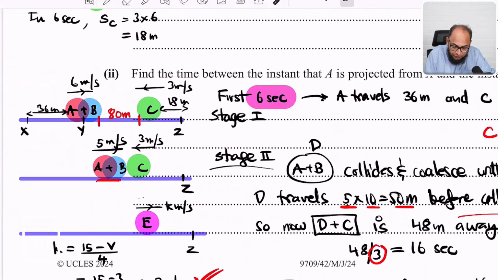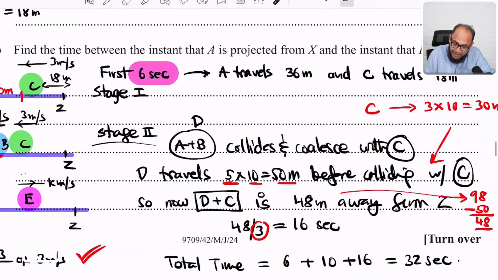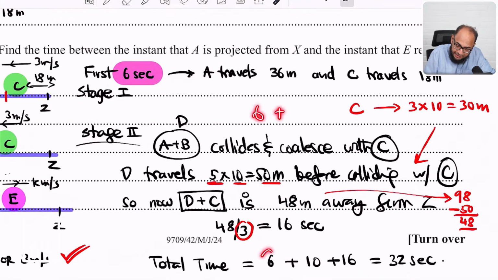So now, first of all, there were 6 seconds taken. And after the 6 seconds, what is happening? There was a difference of 80 meters, and out of that, 10 seconds was again covered. So basically, 6 plus 10 is already there. Basically, 1 mark for this thing. Now, how to earn this 1 mark? D travels 50 meters before colliding. So D plus C, that is particle E, is 48 meters away from Z.